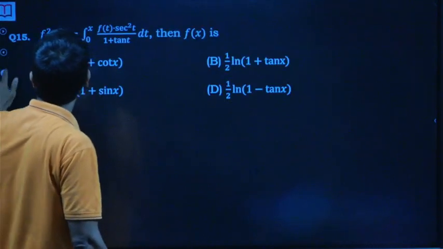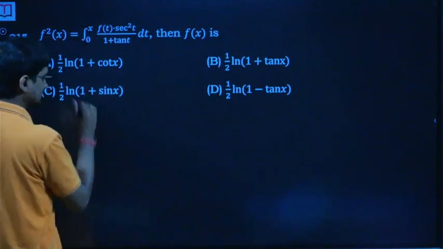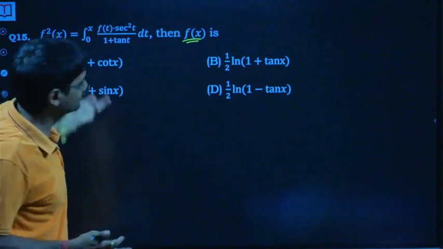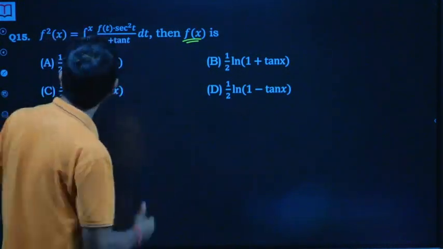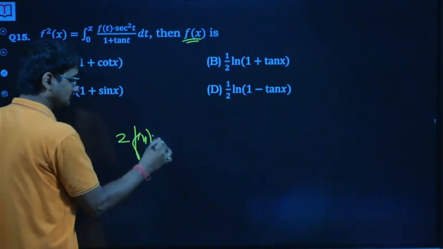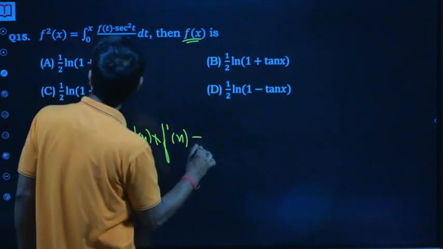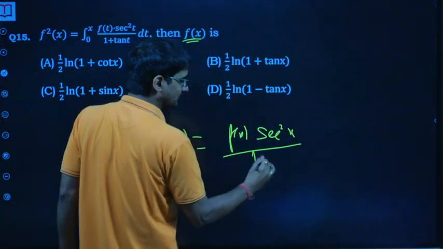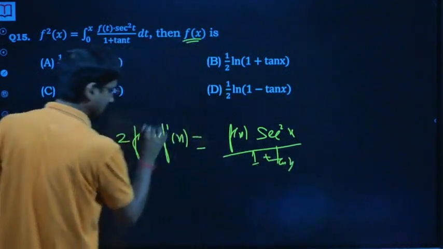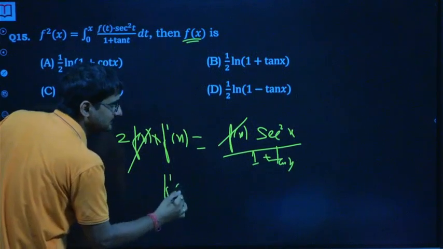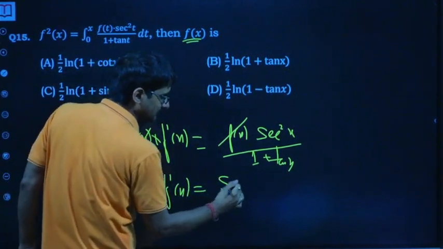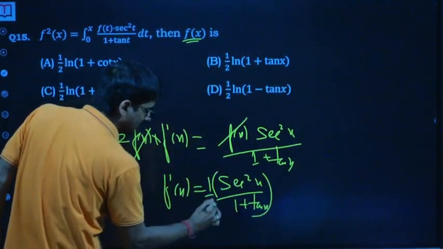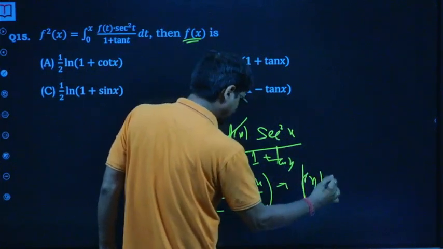So moving to this last question here, this is f square x, fx, we need f of x. So what you need to do is, of course, we don't have a choice, differentiating both the sides with respect to x. So 2 times fx, f dash x is equal to fx sec square x upon 1 plus tan x, and that's it. fx gone. So f dash x is equal to sec square x by 1 plus tan x, half, integrating both the sides. Now that was simple after this.